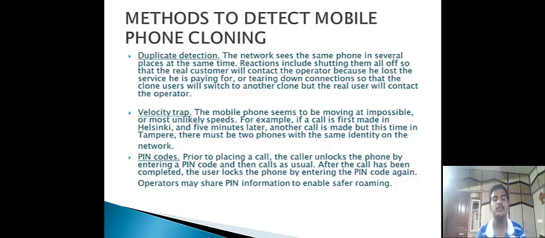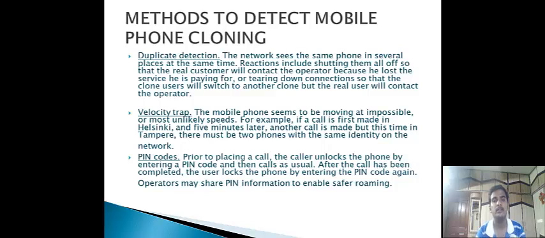Velocity trap. The mobile phone seems to be moving at impossible or mostly unlikely speeds. For example, if a call is first made in Helsinki and 5 minutes later another call is made, but this time in another city, there must be two phones with the same identity on the network. And this is one of the most difficult for the cloners to clone. And this method usually prevents cloning.